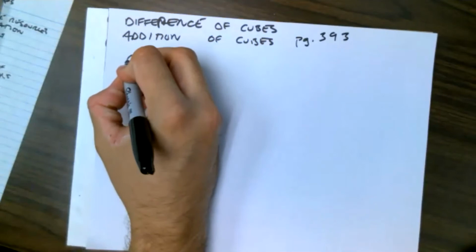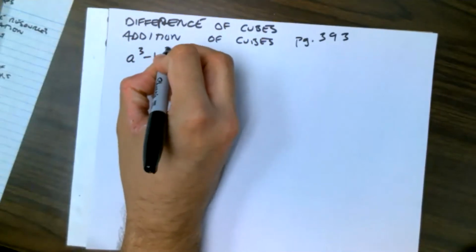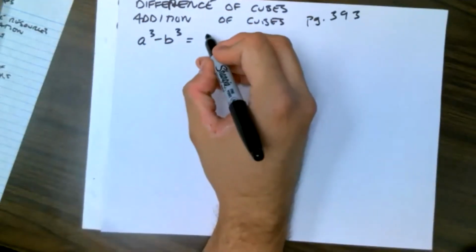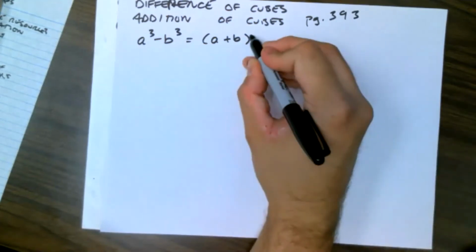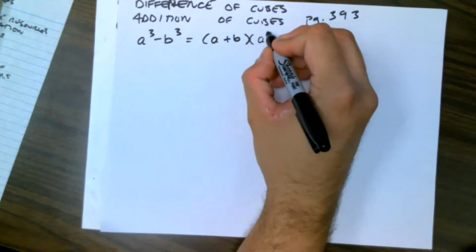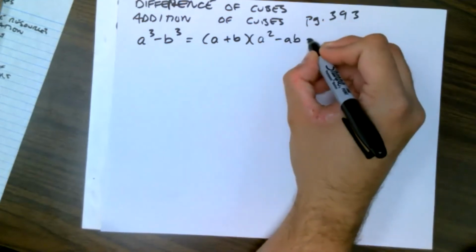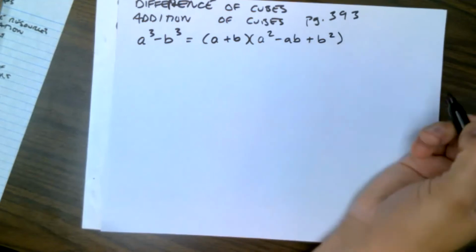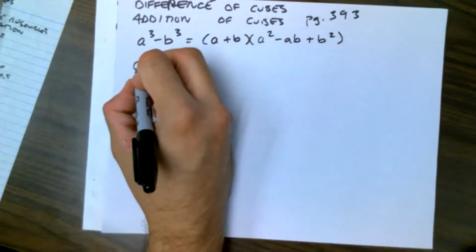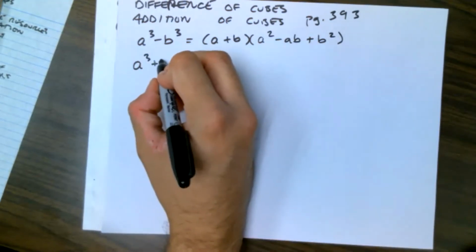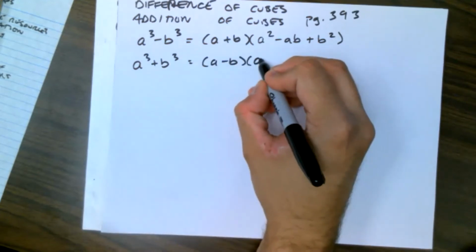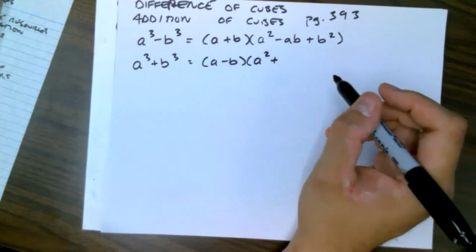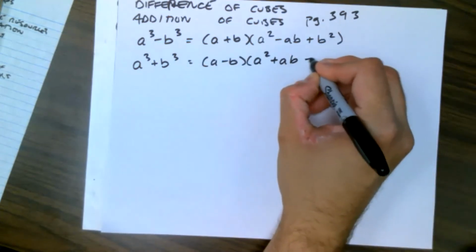I'm going to write it down for you. It says, if we have a cubed minus b cubed, we start with the subtraction of a and b. And then in the parentheses, we're going to have a squared plus ab plus b squared. Okay? And then if we have addition of cubes, a cubed plus b cubed, we start with addition, and then we have a squared minus ab plus b squared.